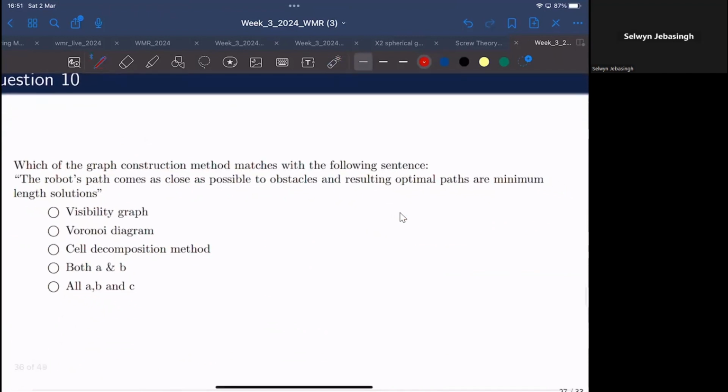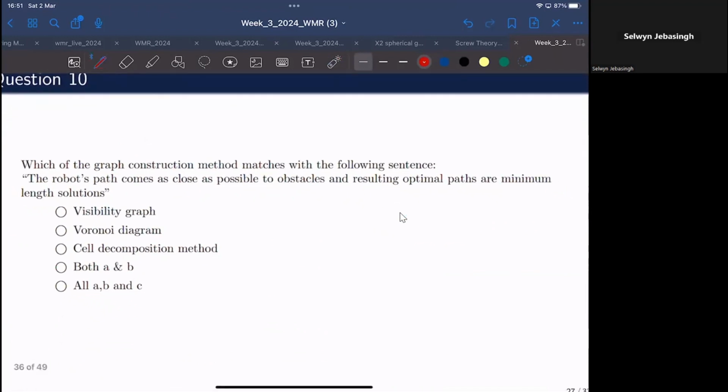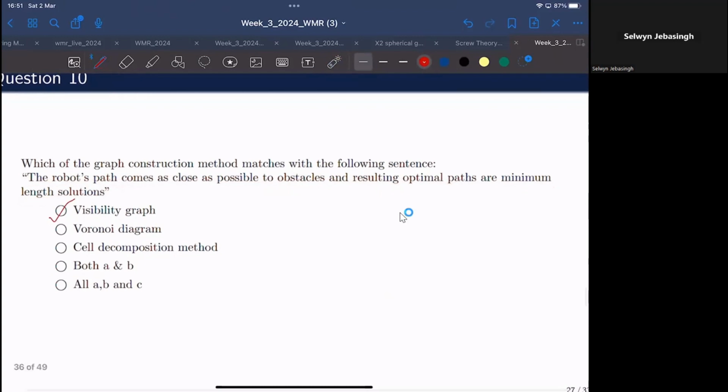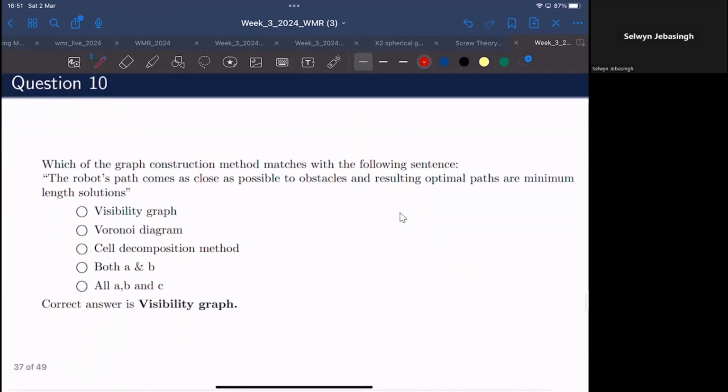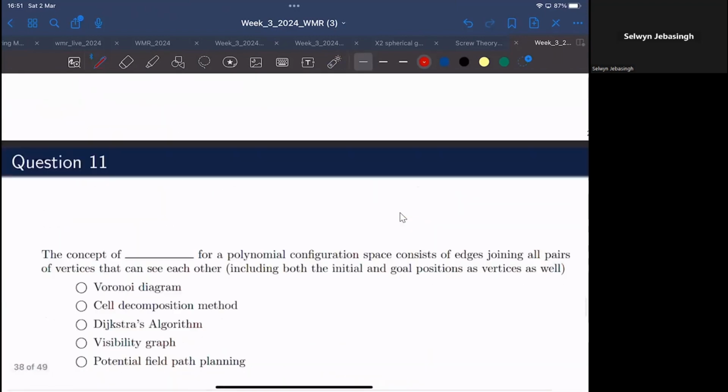Moving on to question 10. Which of the graph construction methods matches with the following sentence? The robot's path comes as close as possible to the obstacles, resulting optimal paths are minimal length solutions. So we have seen this multiple times in this very session. It is actually a defining property of the visibility graph, where the robot comes as close as possible to the obstacles. So that is indeed the correct answer. Visibility graph, yes.